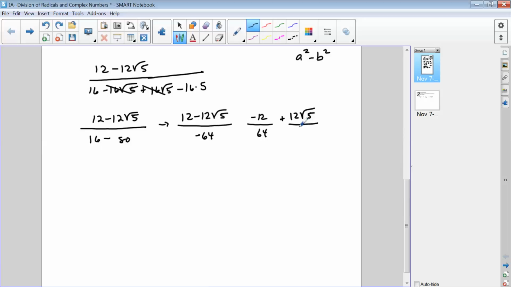What I'm doing is simplifying these two components. When these two share the negative 64 as a denominator, I could write it as two fractions. I want to simplify this piece, and then simplify this piece. They're both divisible by 4, so that would give me negative 3/16. And same thing here, I'm going to get positive 3 times the square root of 5 divided by 16. Notice the denominators are the same, so we're allowed to write it as negative 3 plus 3 times the square root of 5, all over 16.